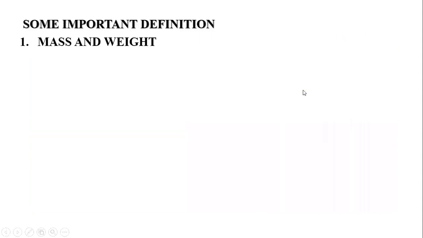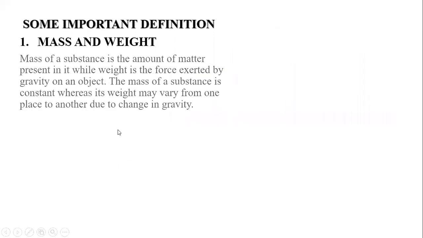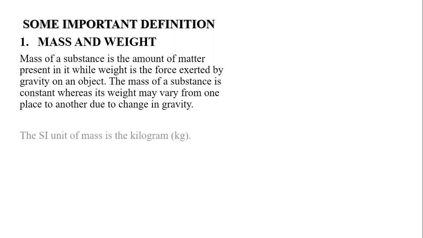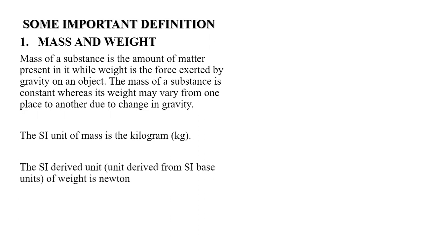Some important definitions: mass and weight. Mass is the amount of matter present in a substance, but the weight is the force exerted by gravity on that substance. The mass of a substance is always constant, but weight keeps on changing from one place to another due to the effect of gravity. We know the weight of any substance is higher at the pole and lower at the equator due to gravity. The SI unit of mass is kilogram represented as kg.